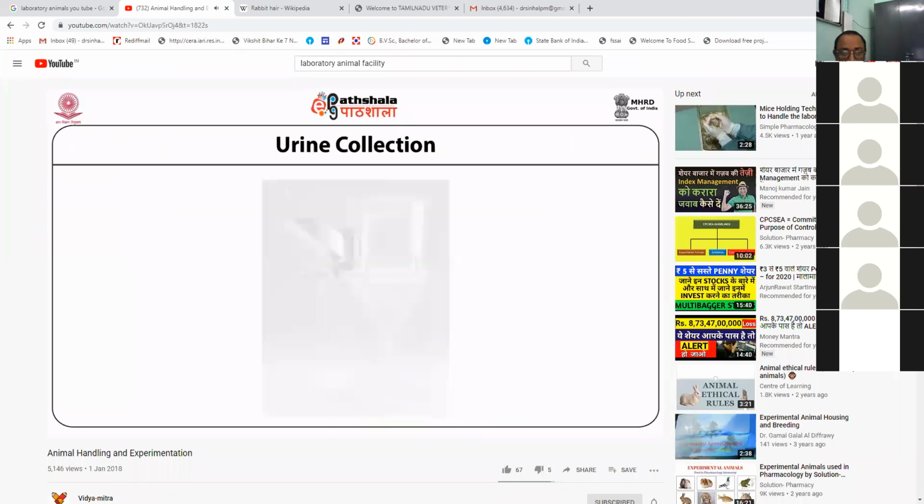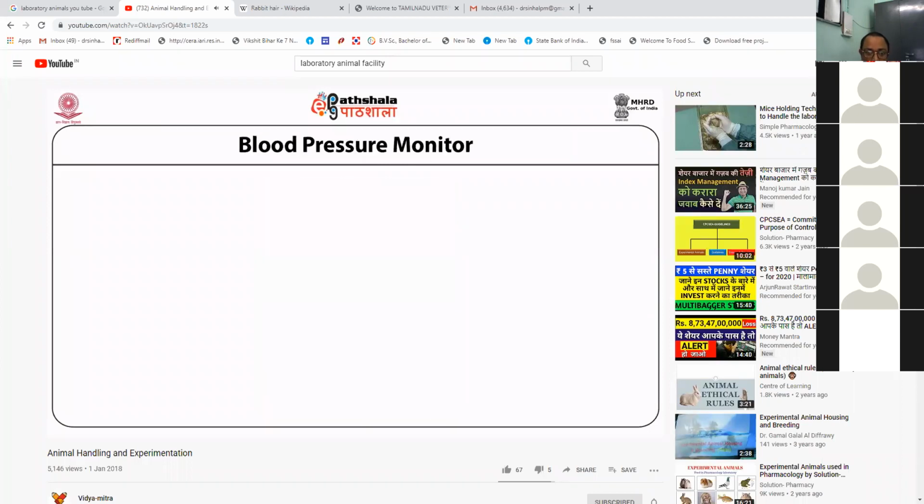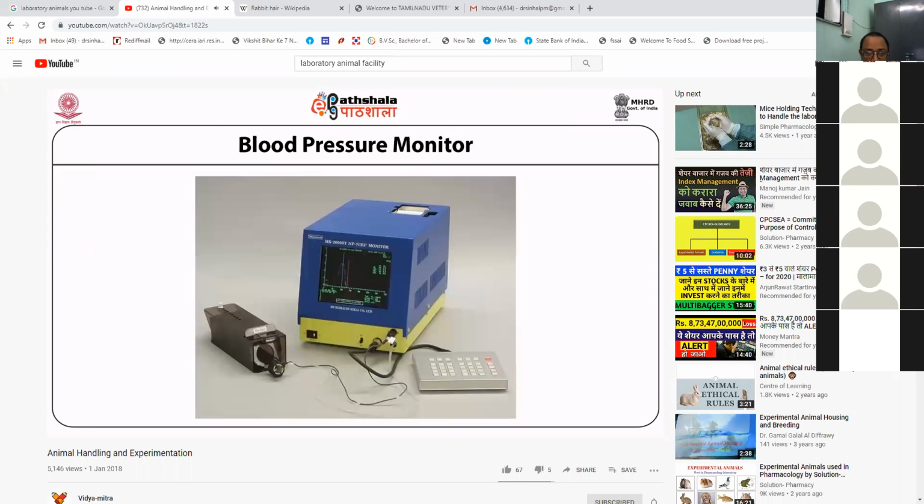This is a metabolic cage where we can collect urine from your mouse, and this is helpful for many metabolic studies and for other research. This is a picture showing how blood pressure is monitored in a mouse, and this instrument is readily available for research and is used to carry out blood pressure measurement.